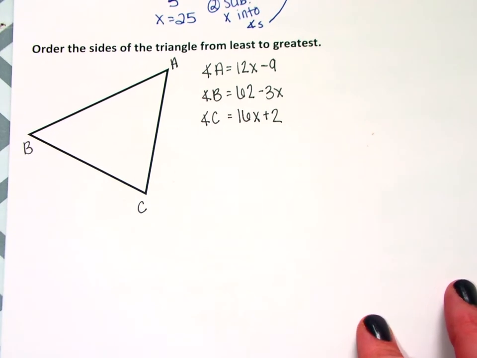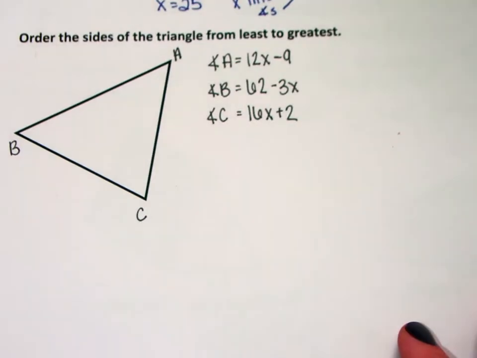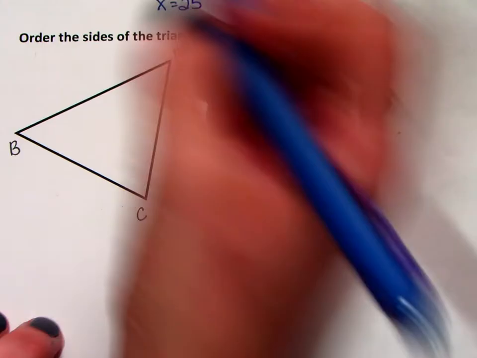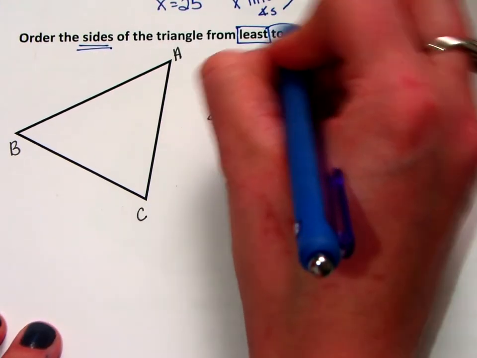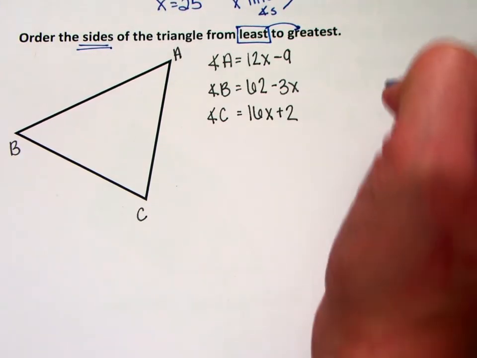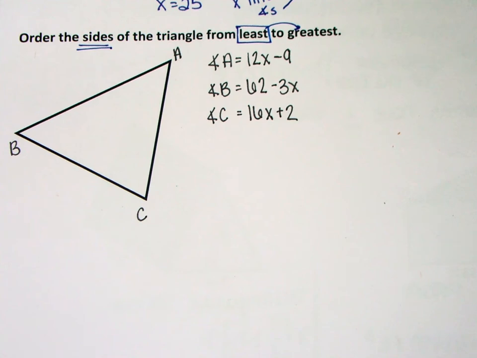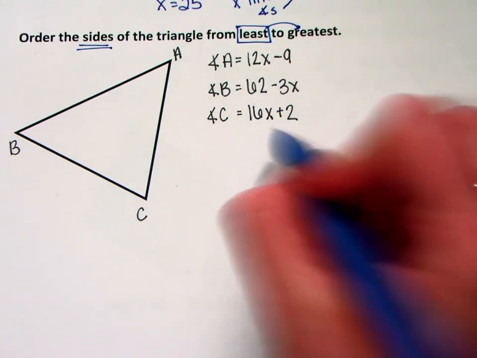It says order the sides of the triangle from least to greatest. Do not get in the habit of just assuming it's always greatest to least. It can change. So this time I want sides starting at the least and ending at the greatest. Again, I've given you angles, so we're going to do the same thing. Solve for x. These are angles in a triangle.